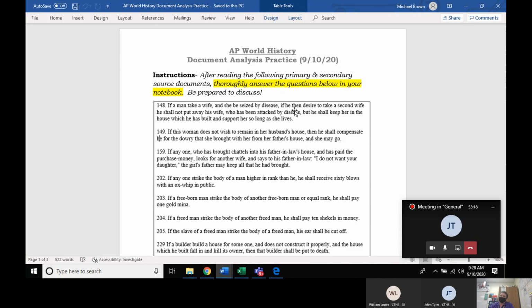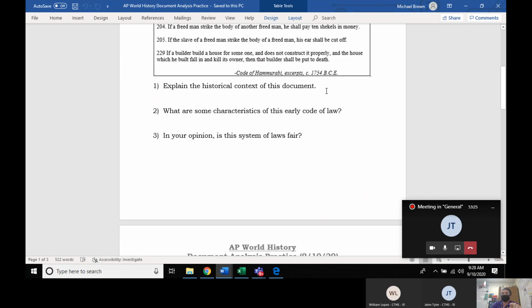And then at the end, if you have time, you can go back and revise. But I'm going to give you 10 minutes to read these documents and answer the question to the best of your ability. It doesn't have to be complete sentences necessarily, but you want enough to use to fuel a conversation later on. And get through as much as you can.